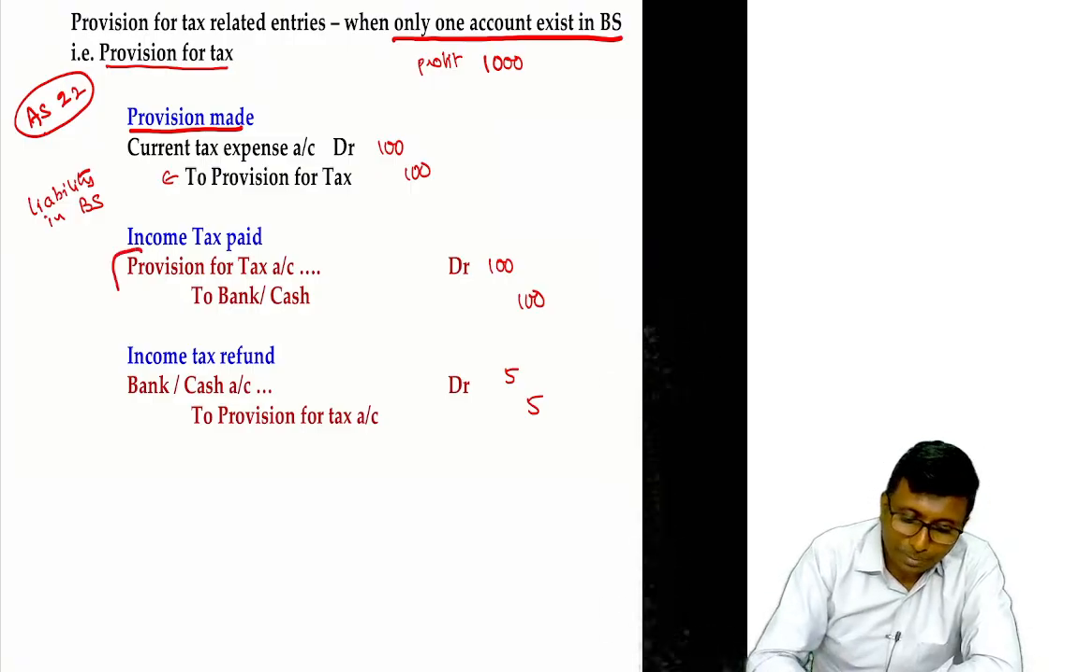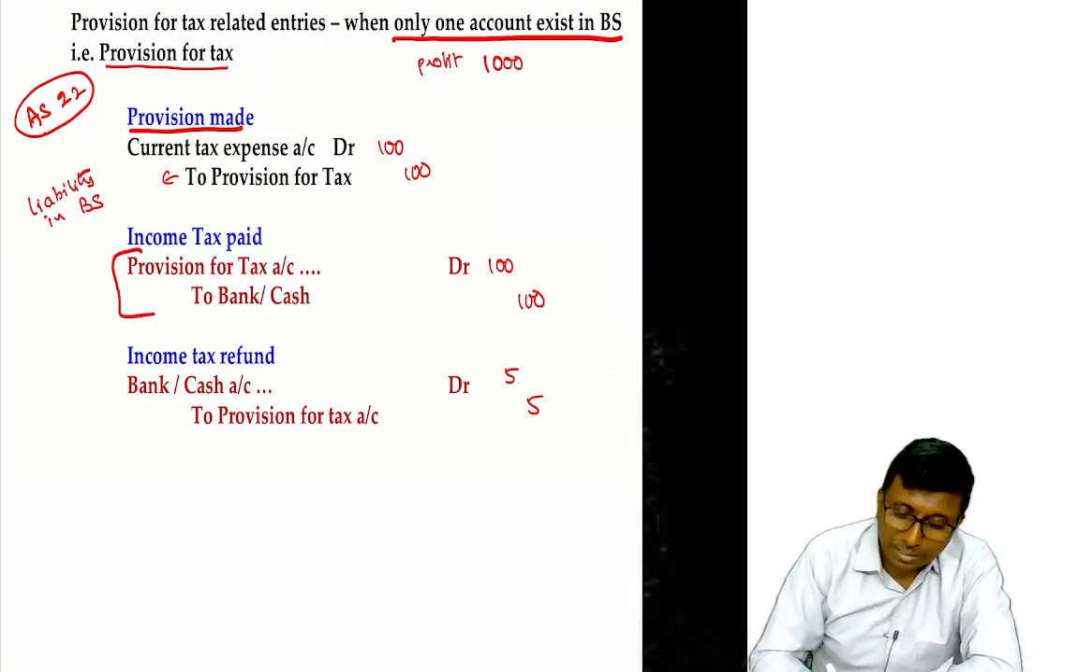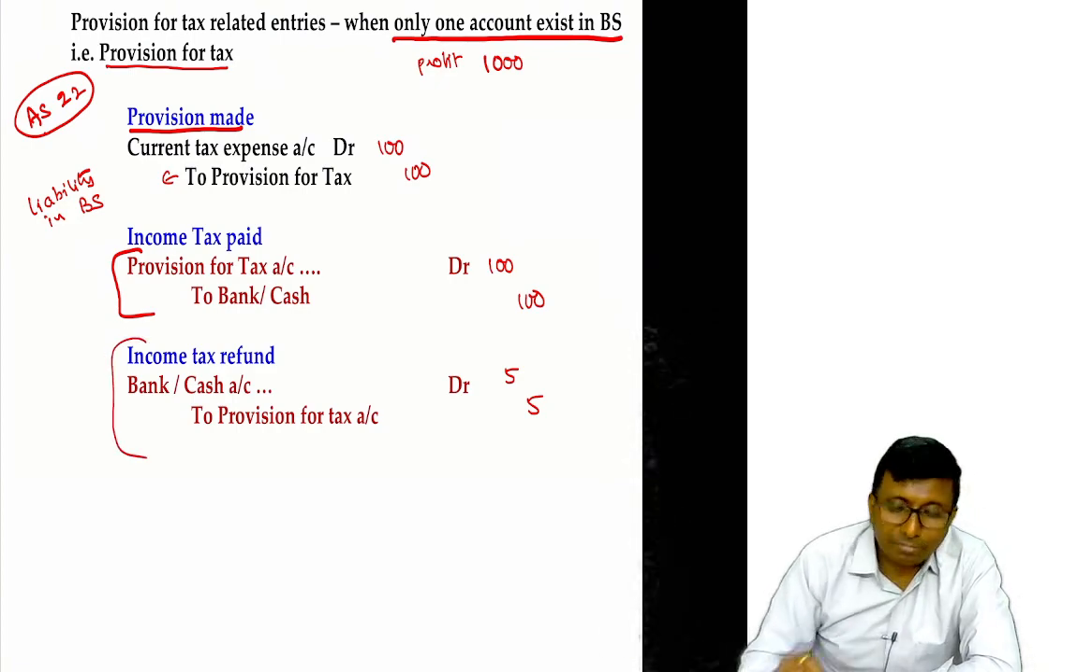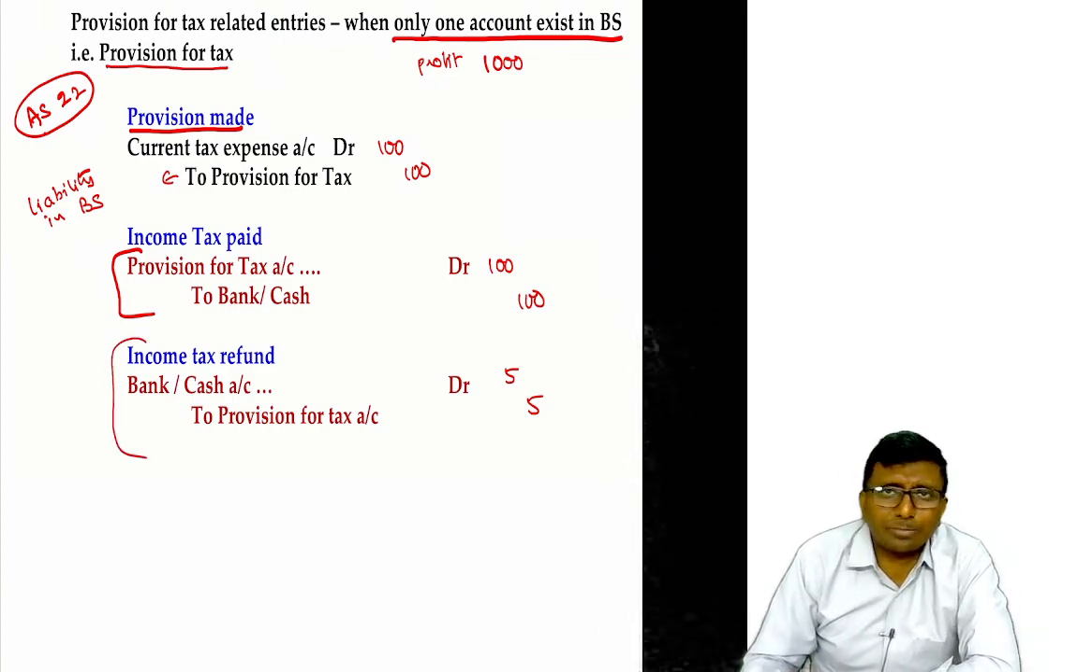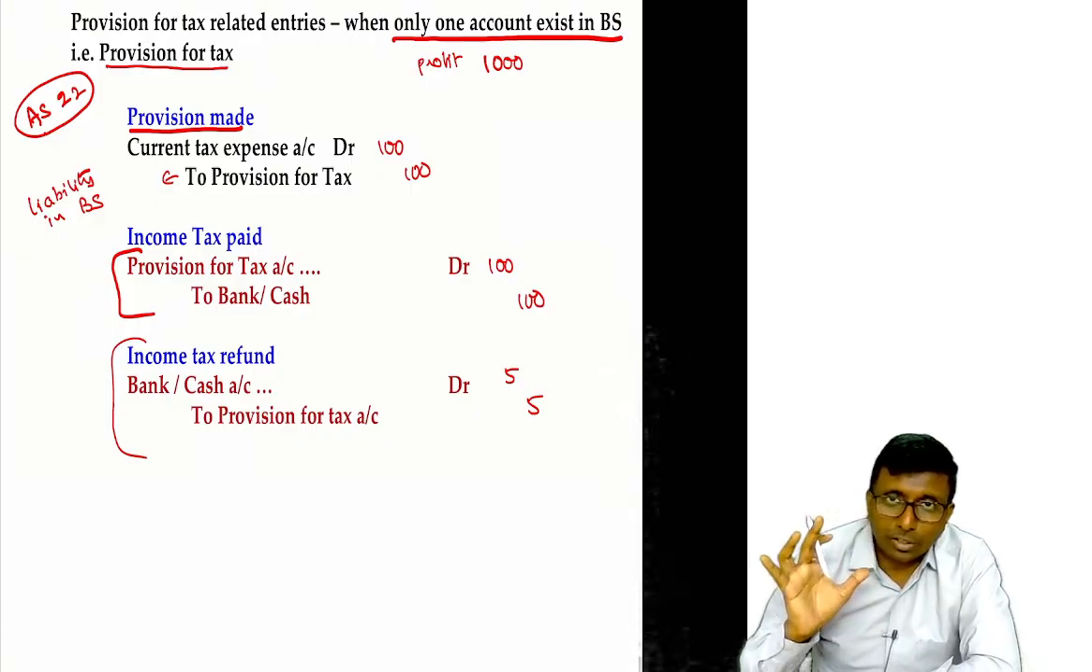When you make a payment, this is the entry. Correct na? When you get the money back, that is a reverse entry. Basically, simple. Not a very difficult thing. Got it? Done. I hope you understood.